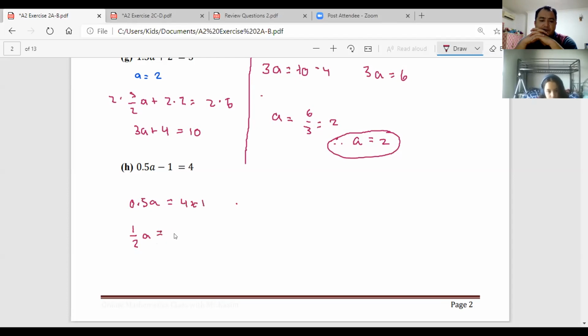So what is next? Now, how do you eliminate half from the left-hand side? What should we do in the next step? 5 divided by 1/2. So we should multiply both sides by 2, right? Multiply both sides by 2. 1/2 multiplied by 2, that is a equals 5 times 2, that is 10. Equals 10.